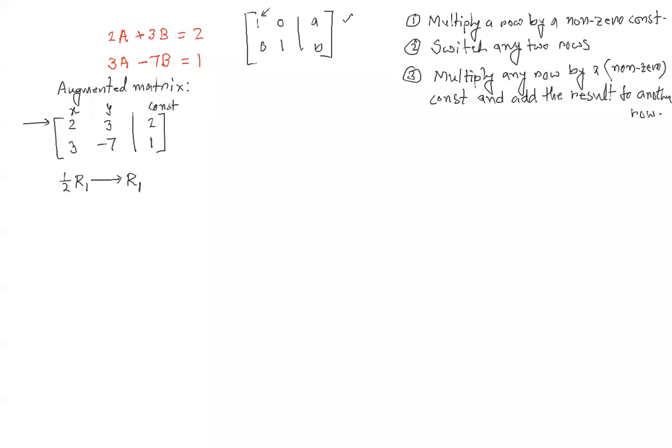on this Gauss-Jordan method. So 1/2 times 2 is 1. 1/2 times 3 is 3/2. Then 1/2 times 2 is 1. And I don't do anything to the second row. 3, -7, and 1. Good.